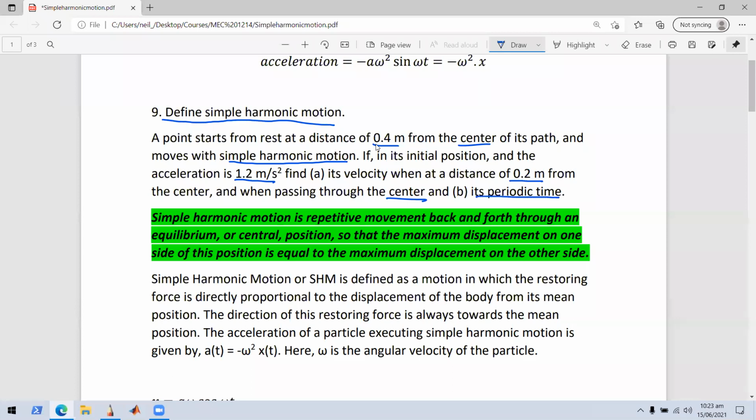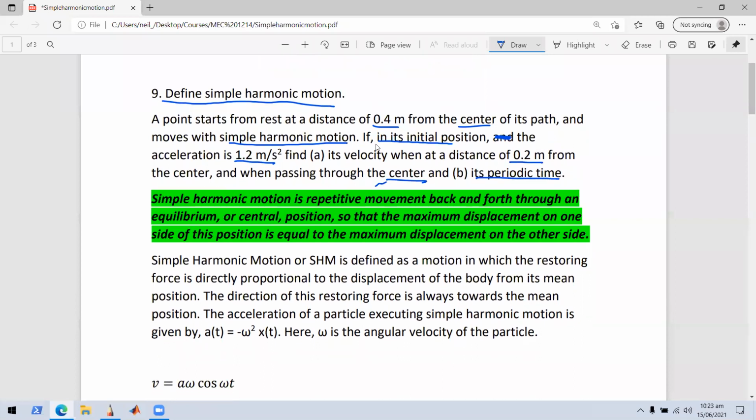I think there's probably a typo somewhere here, right? But in its initial position, the acceleration is 1.2 meters per second squared. That's it. So first, we need to define simple harmonic motion.